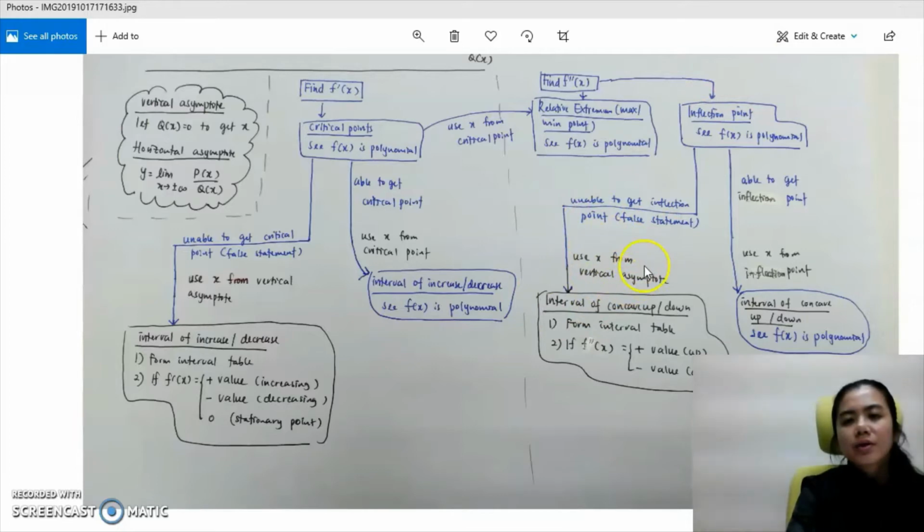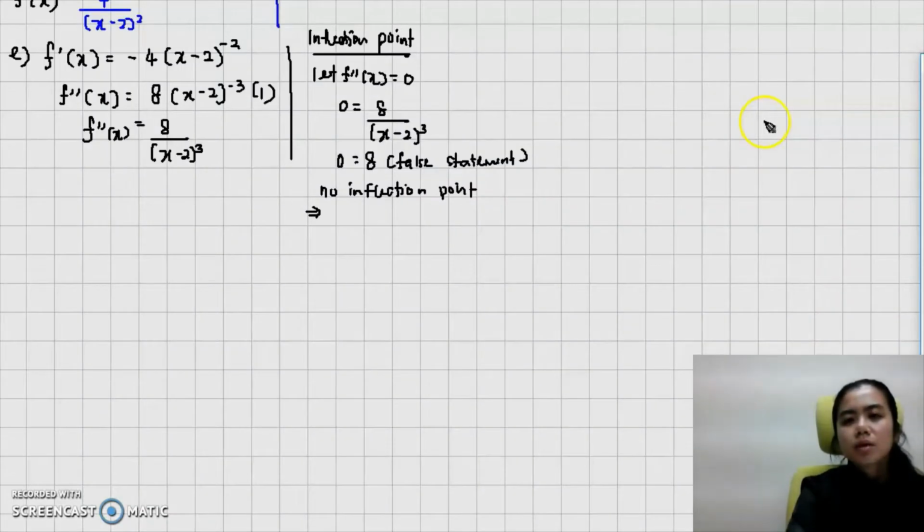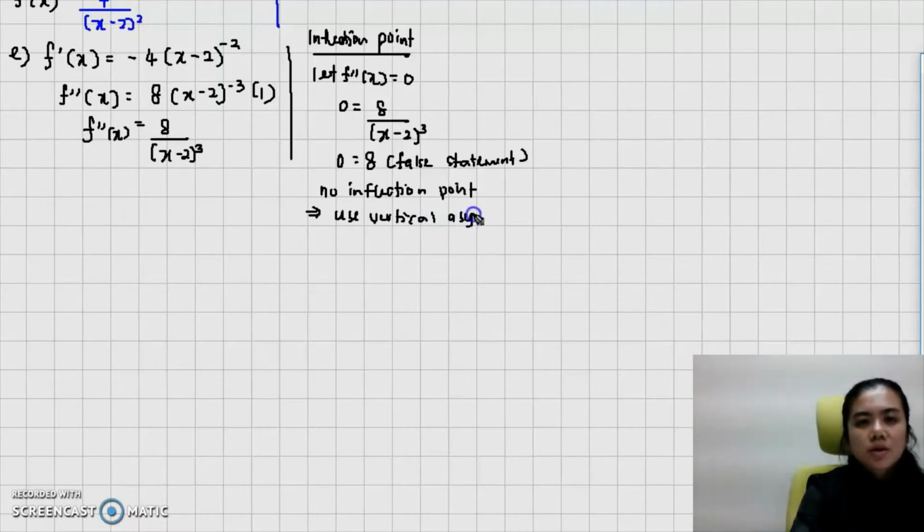Use x from the vertical asymptote to form the table. So use the vertical asymptote. Okay, what is our vertical asymptote here? That is x equal to 2. So x equal to 2.